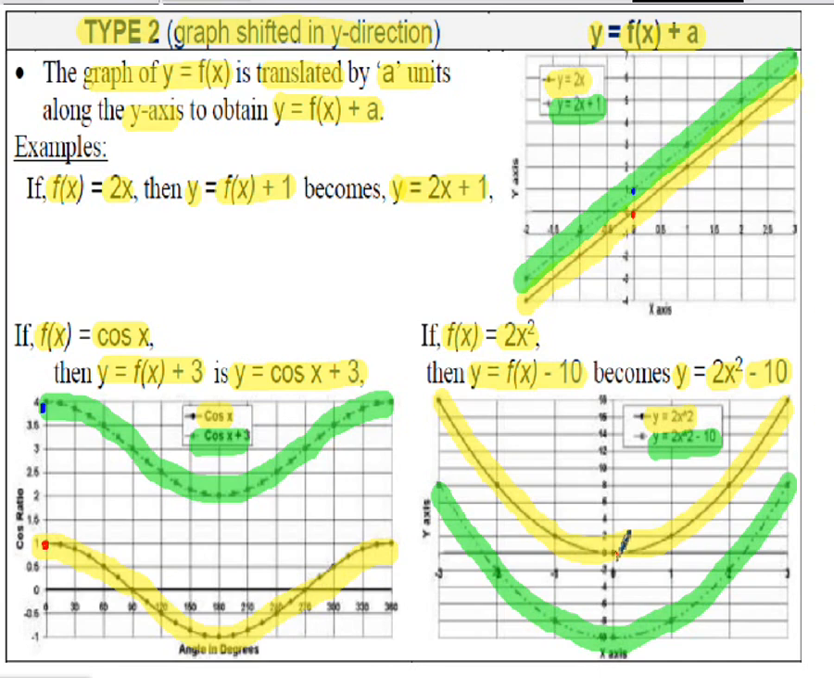So the y is equal to 2x squared curve crosses here at 0, 0. The y is equal to 2x squared minus 10 crosses the y-axis at negative 10.